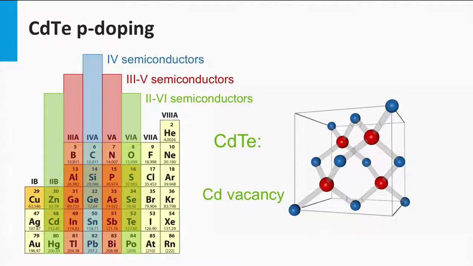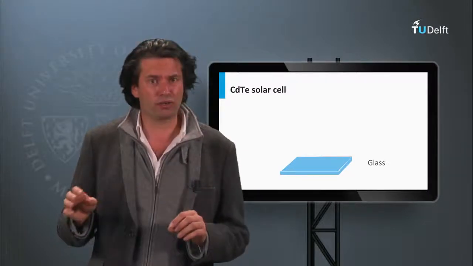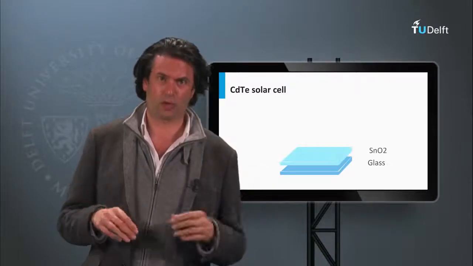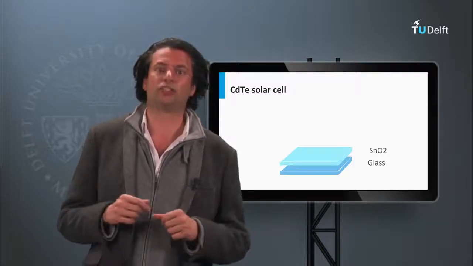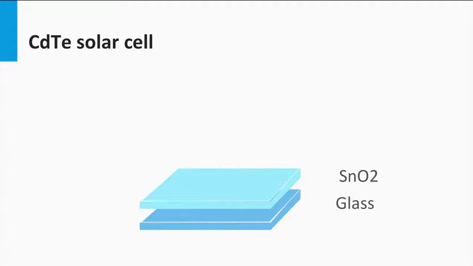In solar cells, P-doped cadmium telluride is used. However, it's difficult to give cadmium telluride a very high doping level. The structure of a typical cadmium telluride solar cell looks like this. On a glass, the transparent front contact is deposited. This can be tin oxide or cadmium stannate, which is a cadmium tin oxide alloy.